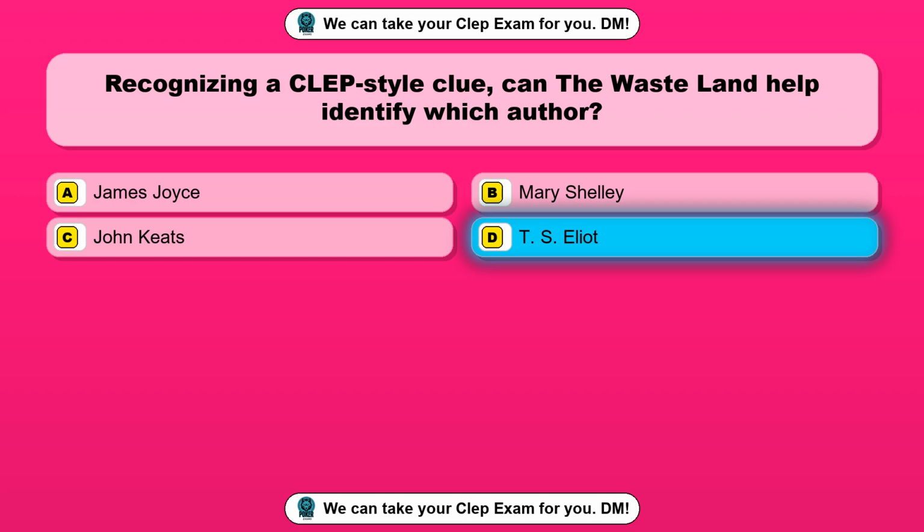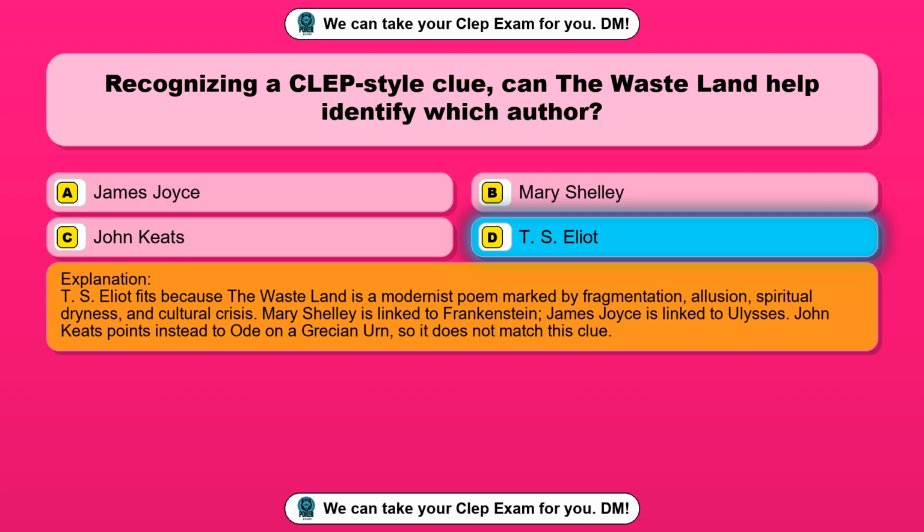T.S. Eliot fits because The Waste Land is a modernist poem marked by fragmentation, illusion, spiritual dryness, and cultural crisis. Mary Shelley is linked to Frankenstein, James Joyce is linked to Ulysses. John Keats points instead to Ode on a Grecian Urn, so it does not match this clue.